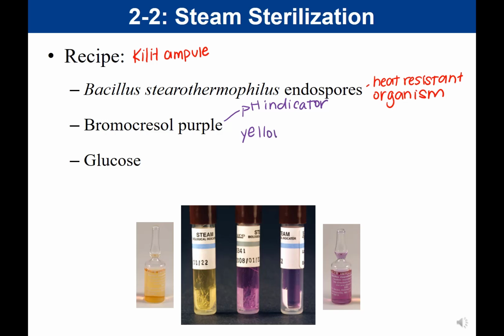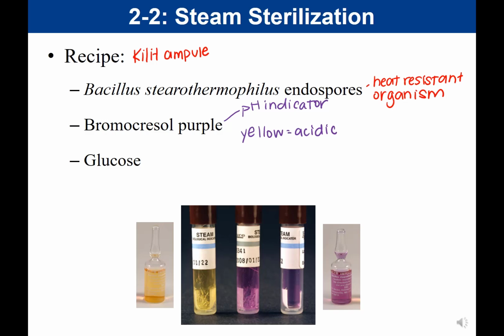Yellow is acidic. And remember, that's true for almost all of our pH indicators. So bromocresol purple, yellow is acidic. Bromothymol blue, yellow is acidic. Phenol red, yellow is acidic. The exception to this, remember, is methyl red. Methyl red is the exception to yellow is acidic. Methyl red is the opposite of phenol red. Methyl red is red when acidic, but all our other pH indicators, yellow is acidic.